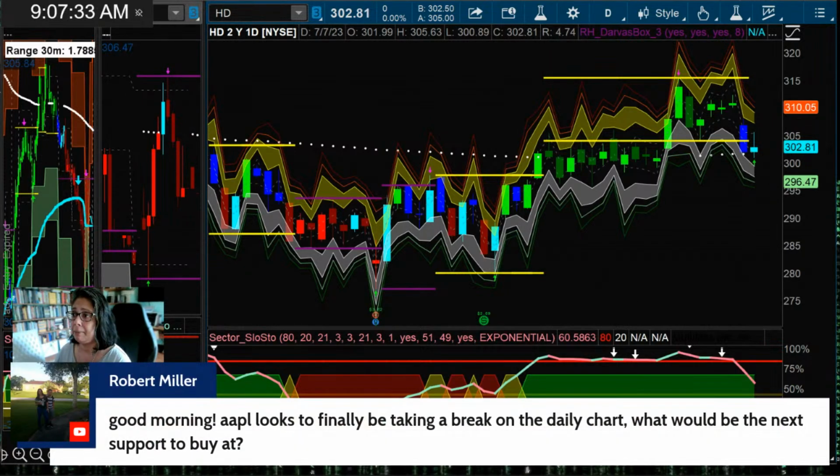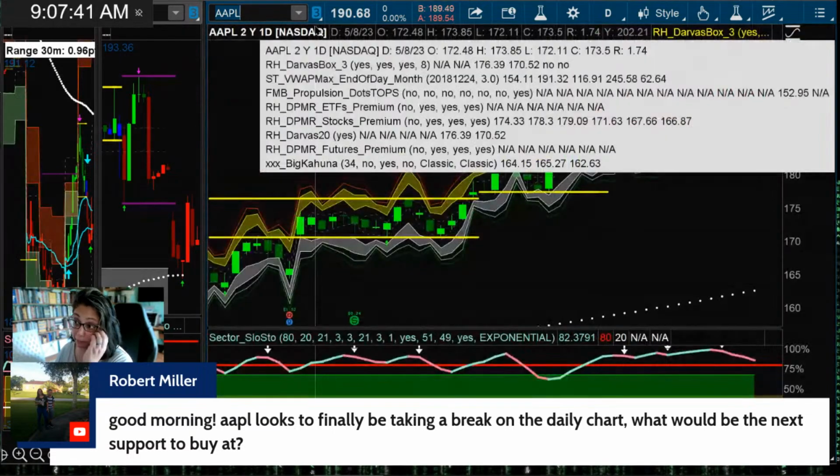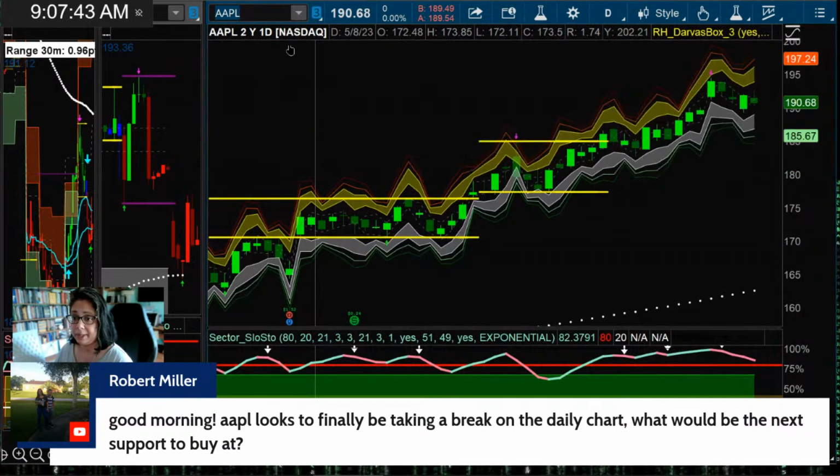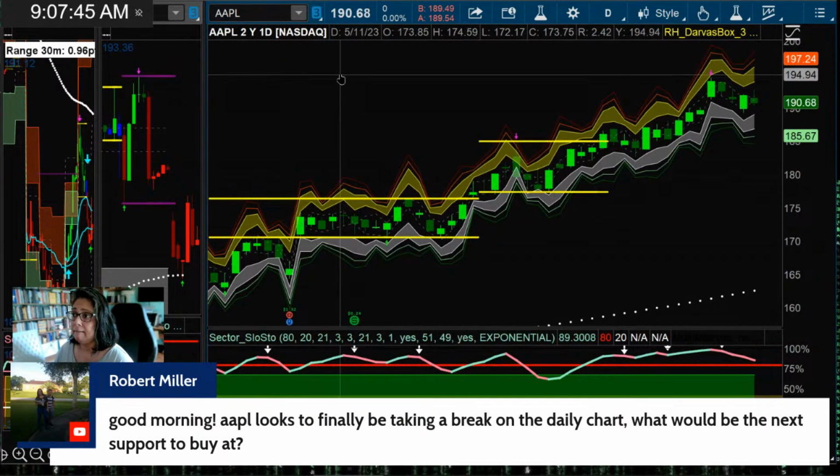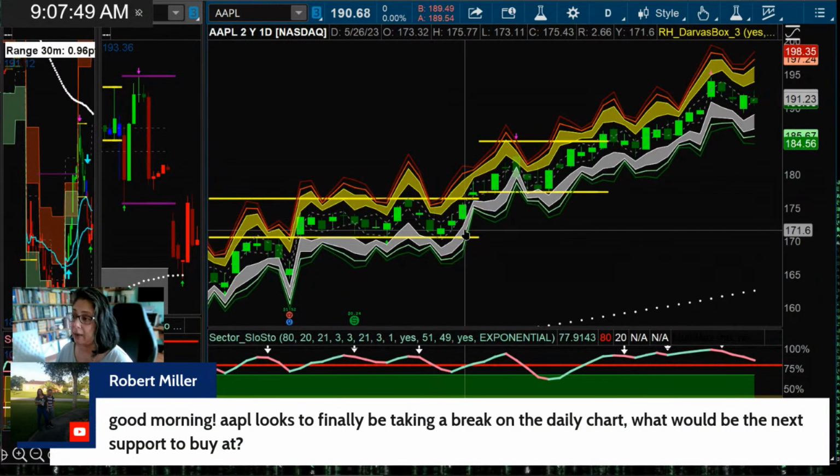All right, next up, Robert asks, Apple looks to finally be taking a break on the daily. Let's see what we've got. On the daily, what would be the next support to buy at? Oh, thank you for not asking where to short Apple.